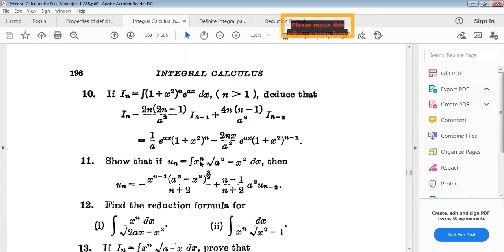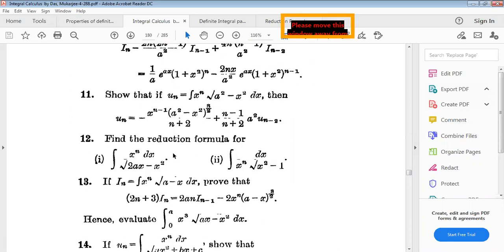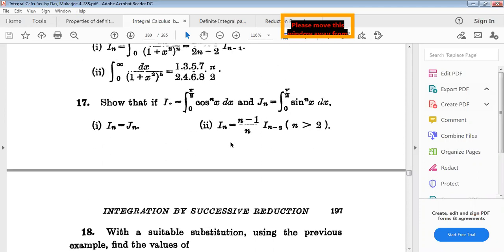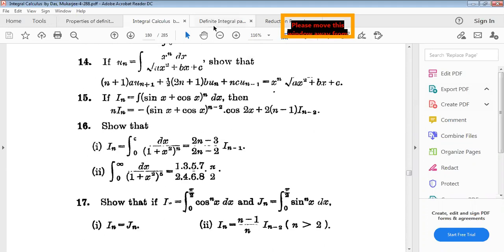Okay, x to the power n, square root of a square minus x square, that means half power. Example 11. Okay, these homework problems, do a little.